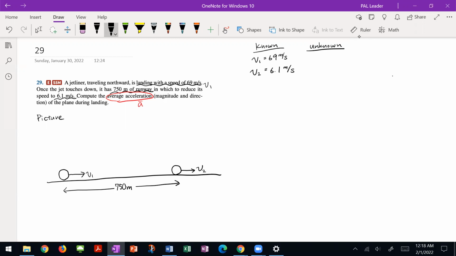The reason why we would be slowing down is, remember, when v changes, that is always due to acceleration. So since we have different velocities or speeds here, we know that there's an acceleration at play causing it to slow down. We want to find that acceleration. So let's think about what equations might be useful here.